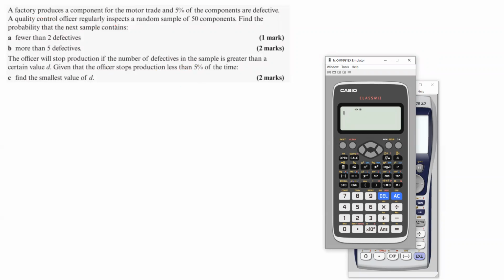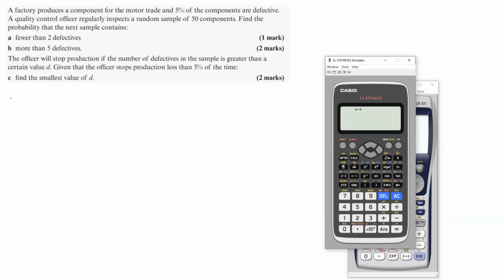So a factory produces a component for the motor trade, and 5% of the components are defective. A quality control officer regularly inspects a random sample of 50. Find the probability that the next sample contains fewer than 2 and then more than 5.